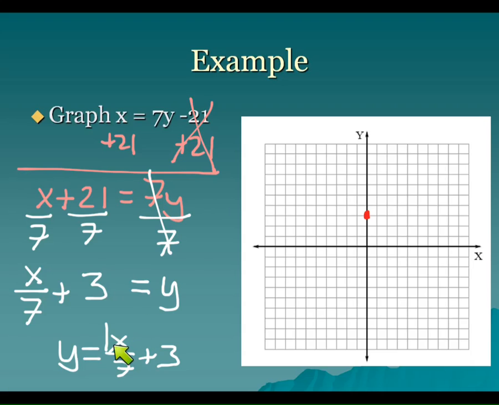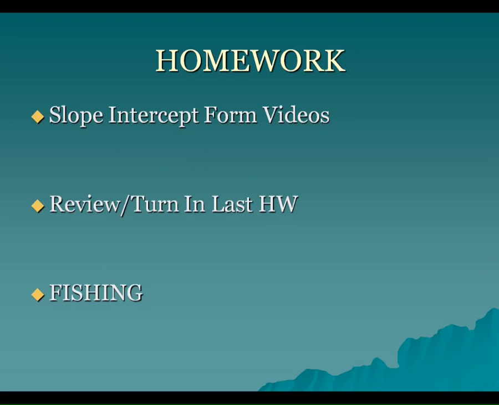So how much am I going to go up? Up 1 over 7. Right? So I'd go up 1 over 7. 1, 2, 3, 4, 5, 6, 7. If I wanted to, I could go down 1 and to the left 7. 1, 1, 2, 3, 4, 5, 6, 7. And there's my line. If it's not in slope-intercept form, get it in slope-intercept form by solving for y. All right.